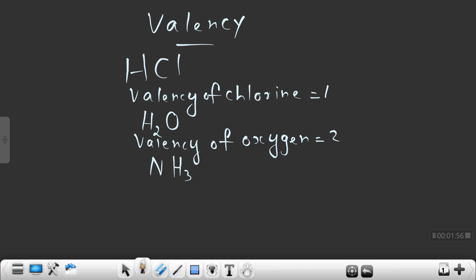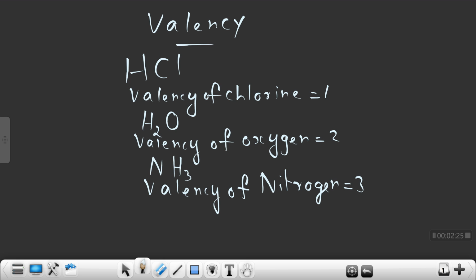N means, you know, which element N? It is nitrogen. So, one atom of nitrogen combines with the 3 atoms of hydrogen. So, the valency of nitrogen is 3. I think all of you understood this. That means valency is the number of hydrogen atoms an element combines with.